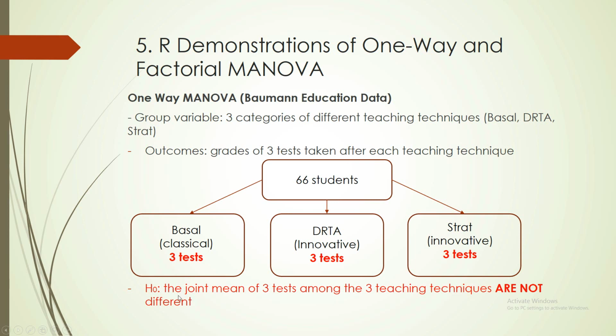So the null hypothesis that we're trying to test here is that the joint mean, so the mean vectors of the 3 tests, the grade for the first test, the grade for the second test, and the grade for the third test for all the students, are going to be different based on the 3 teaching techniques. That's actually the alternative hypothesis for the null. We are going to say that the joint means of the 3 tests are not going to be different based on the 3 teaching techniques. So that's what we're going to do for the one-way MANOVA.